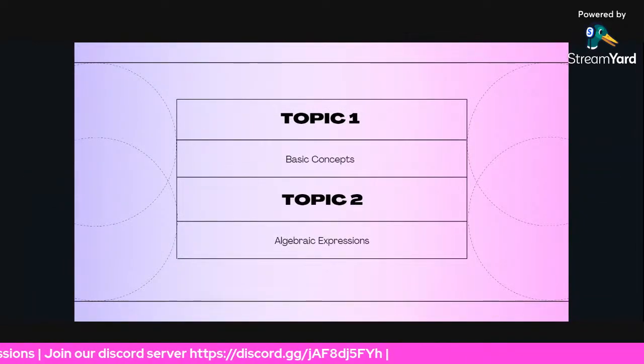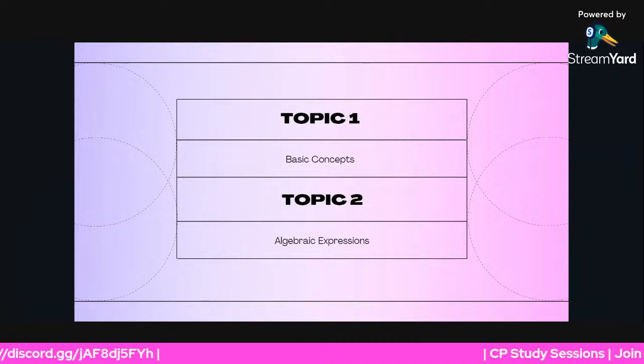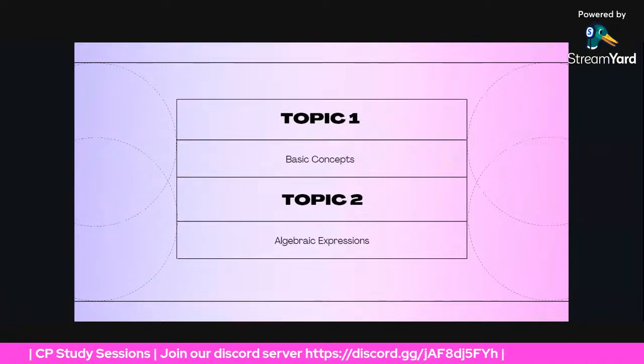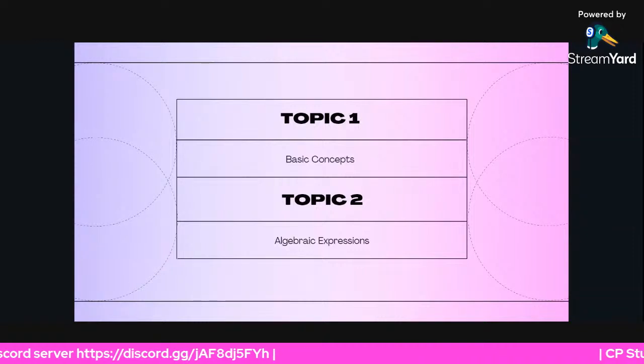So, the topics that we'll tackle for today are basic concepts and algebraic expressions. Under algebraic expressions is translation, simplifying expression, and then operations on algebraic expressions.